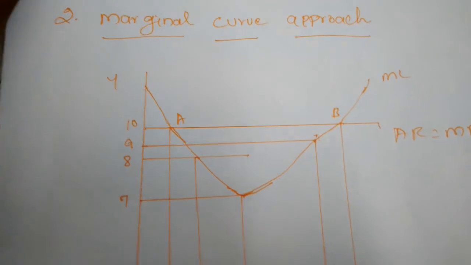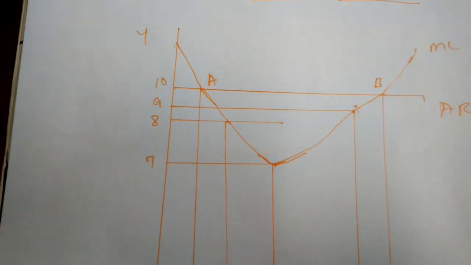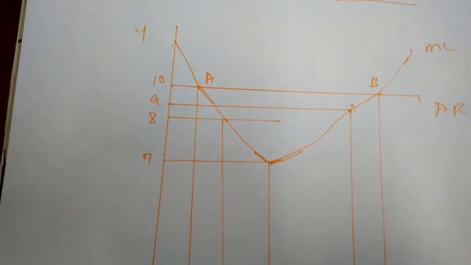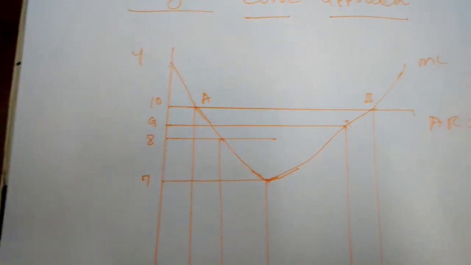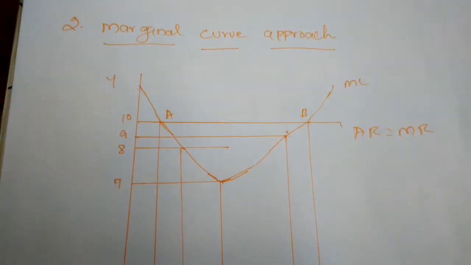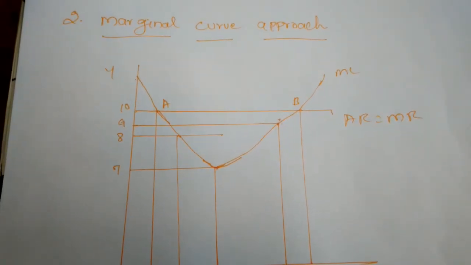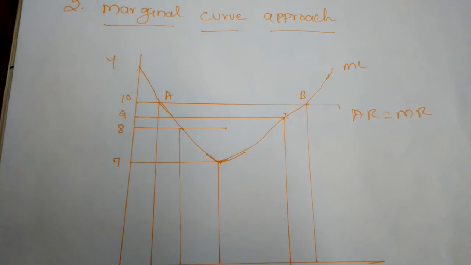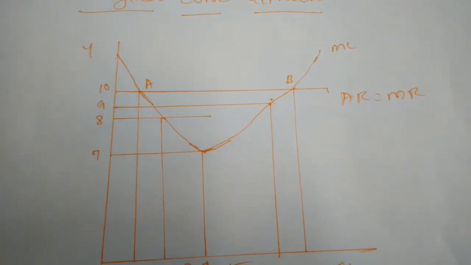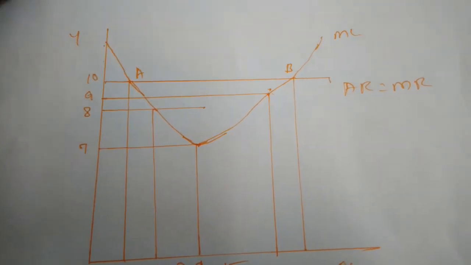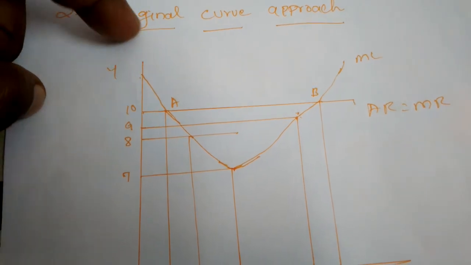So next, the marginal curve approach, the marginal cost approach. In this approach, two conditions are to be verified to obtain the equilibrium of a firm. When we calculate the profit of the firm using the marginal curve approach, two types of conditions are to be verified. What are the conditions? First, MC is equal to MR. MC equal to MR means the marginal cost must be equal to the revenue.